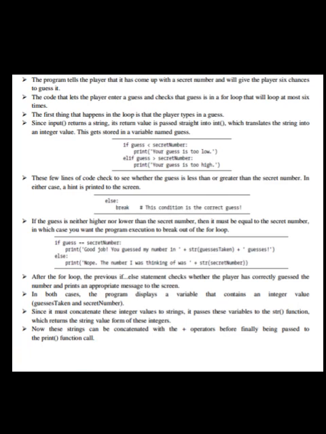In both cases, the program displays a variable that contains an integer value, guesses taken and secret number. Since it must concatenate these integer values to strings, it passes these variables to the str function, which returns the string value form of these integers. Now these strings can be concatenated with the plus operator before finally being passed to the print function call.